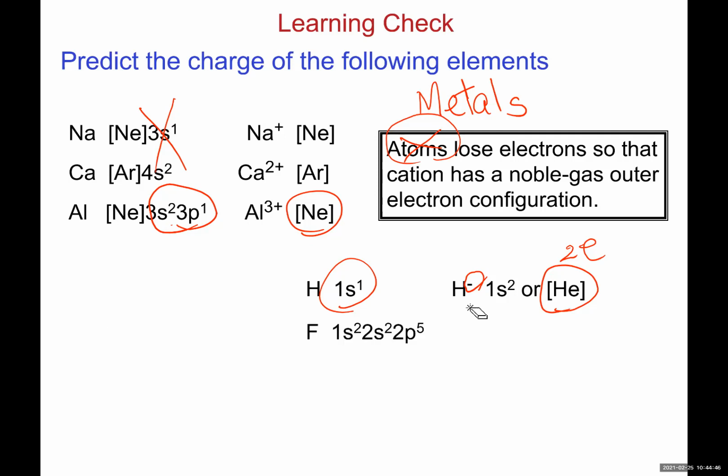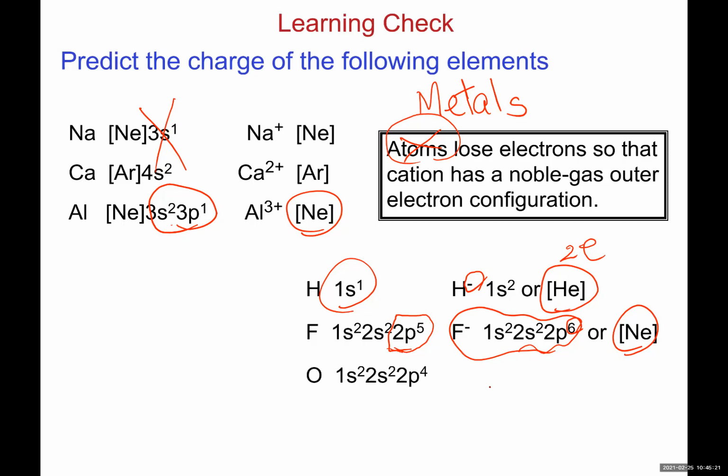How about fluorine? What's wrong with fluorine? Well, let's take a look at it. 2 plus 2, 4, 5, 9. What if it gains 1 electron? It's going to have 10 electrons. In other words, if I change 2p5 to 2p6, this is the electron configuration of neon, which is a noble gas. So fluorine makes F-1. That's an anion.